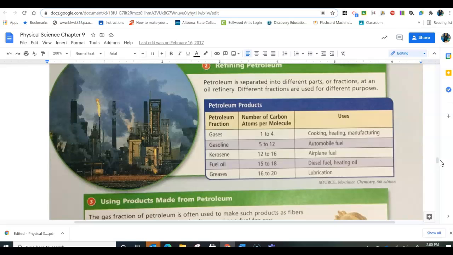From the different types of gases to the greases to the fuel oil, and it actually happens in a big tower or a column unit. So your oil's down here, and as you heat it up, it goes up into this fractional distillation unit. And at certain temperatures, we pull out different fractions as the different temperatures go up.